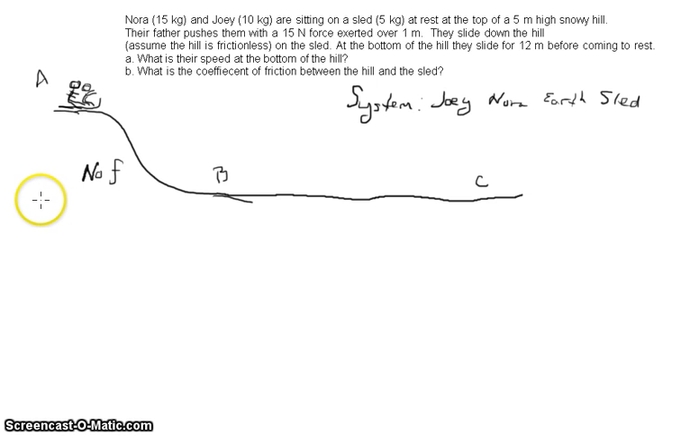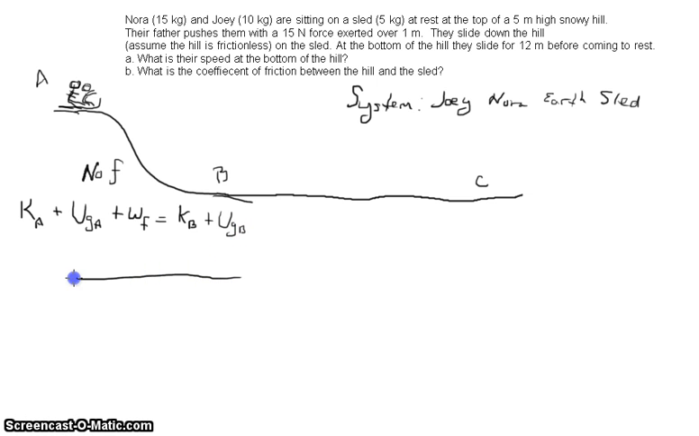Okay, so we're going to go from A to B. If Nora, Joey, the sled, and the Earth are all in the system, we will have gravitational potential energy. So we're going to have kinetic energy at A, which is going to be 0 because they start at rest. Gravitational potential energy at A plus the work done by their father will equal the kinetic energy at B plus the gravitational potential energy at B.